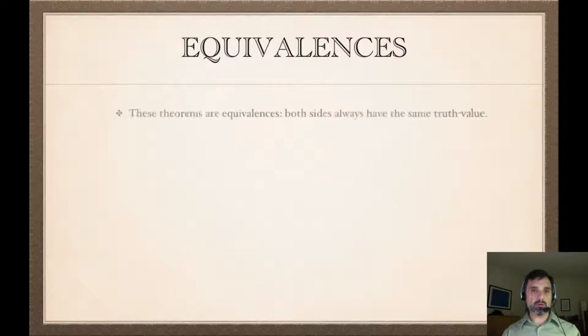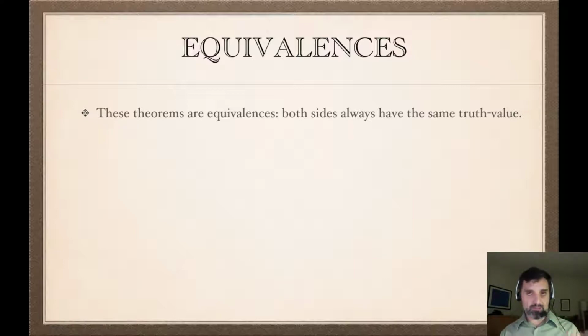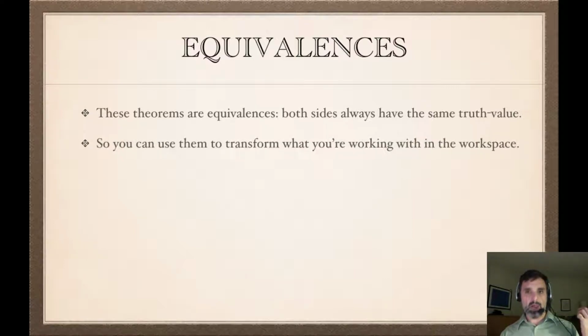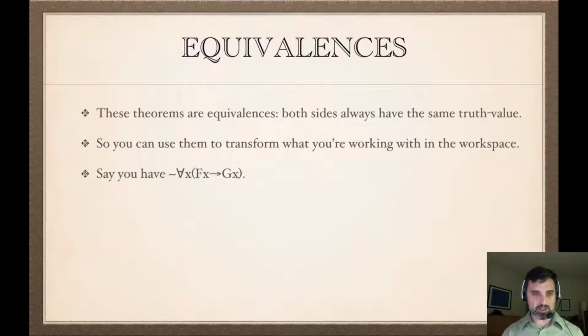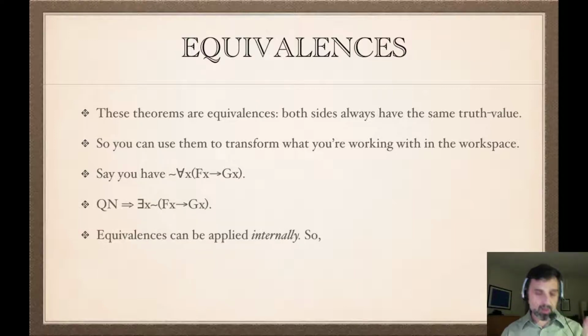So these theorems are equivalences, both sides always have the same truth value, and that means you can use them to transform what you're working with in the workspace. So if you have not for all x, fx and gx, you can apply QN to get some x not fx and gx, but then also equivalences can be applied internally, not just externally. We haven't talked about how to do that in the derivation module. We probably won't for this course, but know that you can apply them internally.